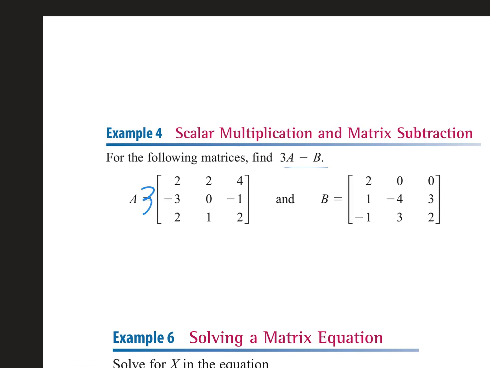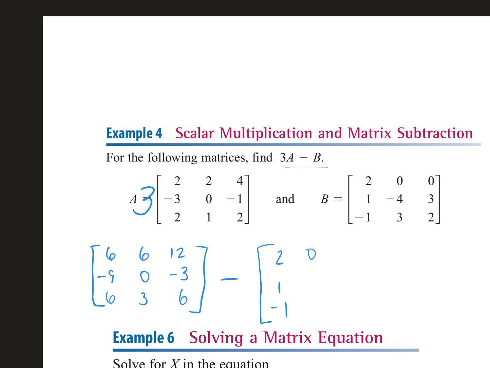So I'm going to go ahead and put my 3 right here, and I'm going to go ahead and multiply. So 3 times 2 is 6. 3 times 2 is 6. 3 times 4 is 12. Check me, make sure. 3 times negative 3 is negative 9. 3 times 0 is 0. 3 times negative 1, negative 3. 3 times 2 is 6. 3 times 1 is 3. 3 times 2 is 6, right? And then I have minus whatever my B is. So 2, 1, negative 1, 0, negative 4, 3, 0, 3, 2.